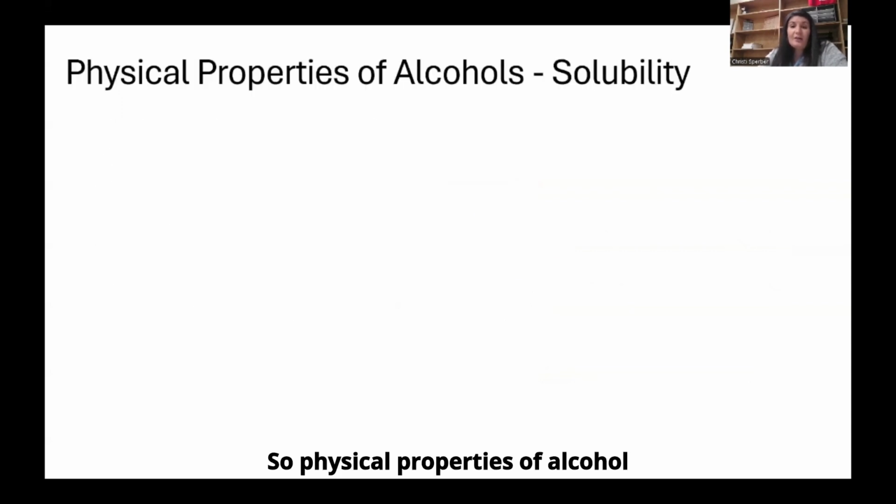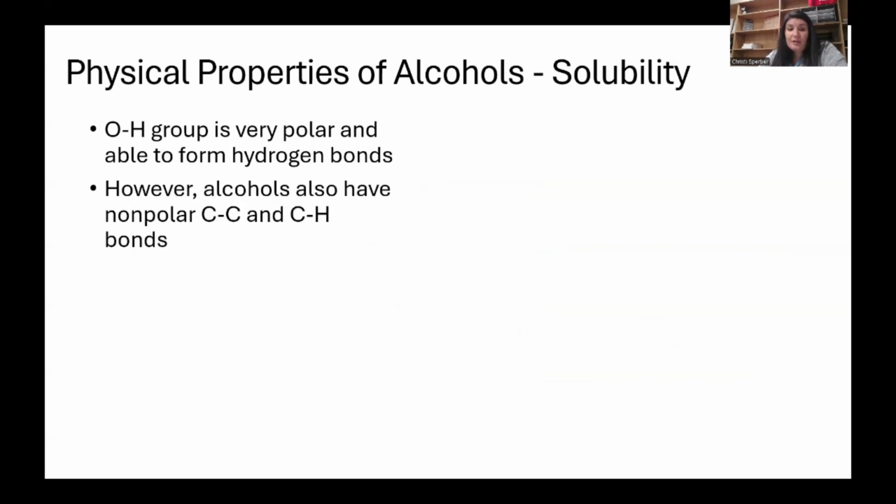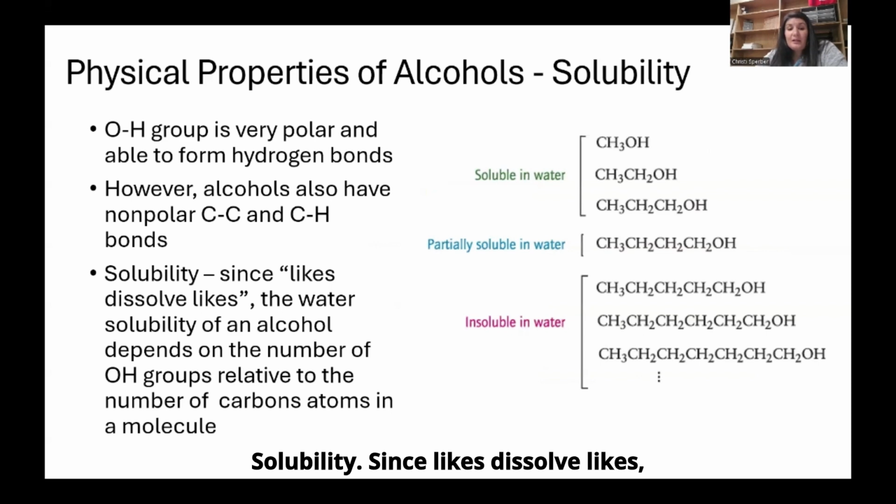Now, physical properties of alcohols, starting with solubility. The OH group is very polar and is able to form hydrogen bonds. However, alcohols also have nonpolar carbon-carbon single bonds and carbon-hydrogen bonds. Since like dissolves like, the water solubility of an alcohol depends on the number of hydroxyl groups it has relative to the number of carbon atoms or carbon-carbon single bonds it has. When you have 1 carbon and 1 OH group, it is soluble in water. 2 carbons and 1 hydroxyl, 3 carbons and 1 hydroxyl, those are all soluble in water.